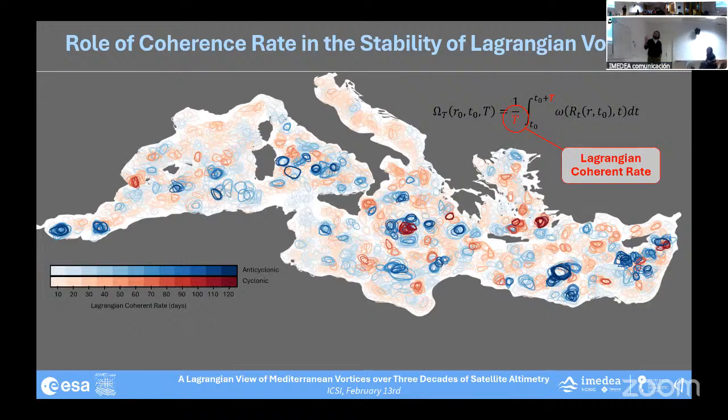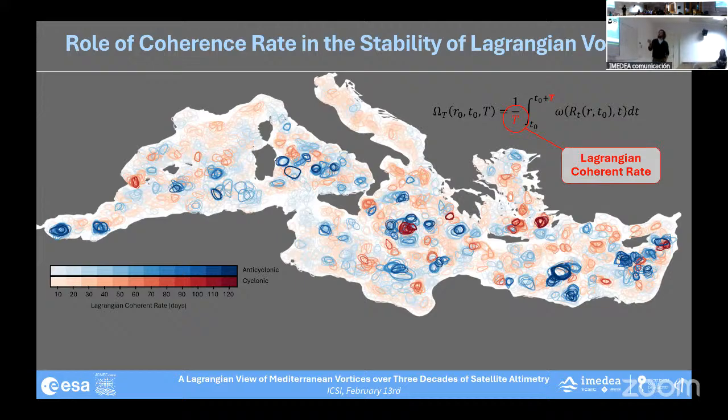In light colors, very short Lagrangian coherent rate, and in dark colors, very long coherent rate. Also, you can see that there's some variability in the anticyclonic eddies in blue and cyclonic ones in red. Also, we can see the identification of very long eddies in very well-known areas where we know that there are permanent eddies, like the Alboran Sea or Ibiza, but some others that maybe are not well known.